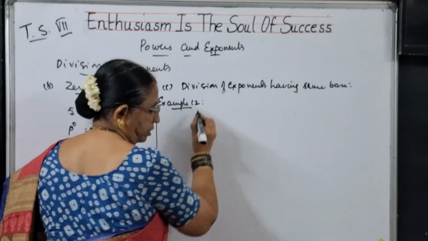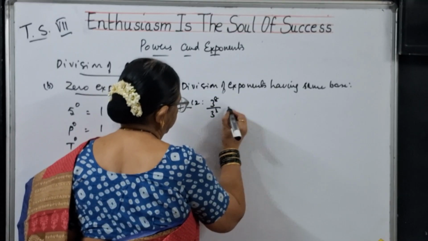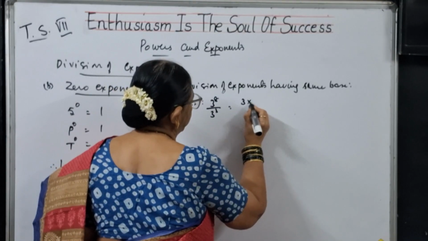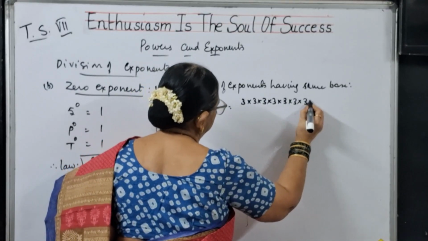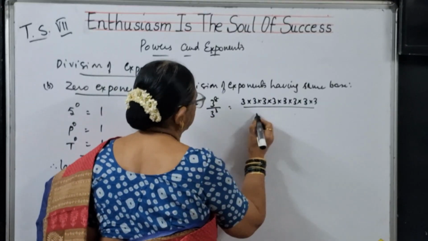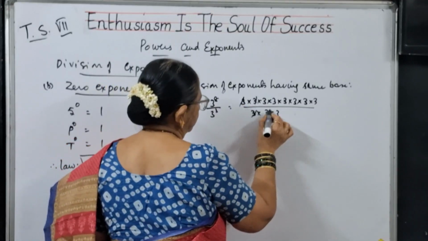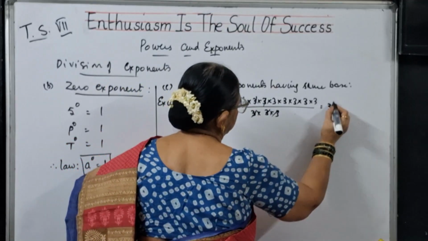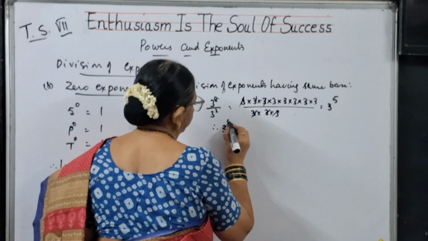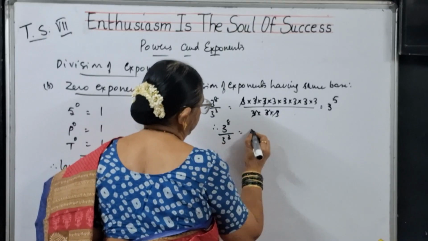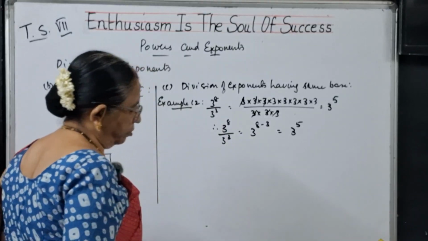Now example 12 is 3 to the power of 8 by 3 cube. This means, children, 3 how many times? 1, 2, 3, 4, 5, 6, 7, 8 times by 3 to the power of 3, 1, 2, 3. So how much are you getting? 3 to the power of 5, 5 times, no? So therefore 3 to the power of 8 by 3 to the power of 3 is equal to 3 to the power of 8 minus 3, that is 3 to the power of 5.